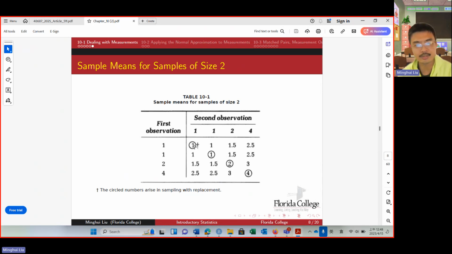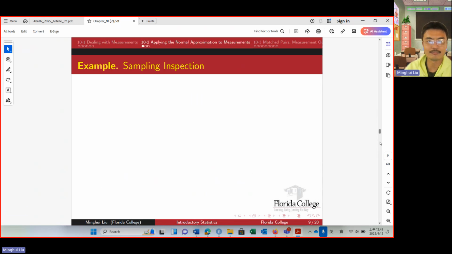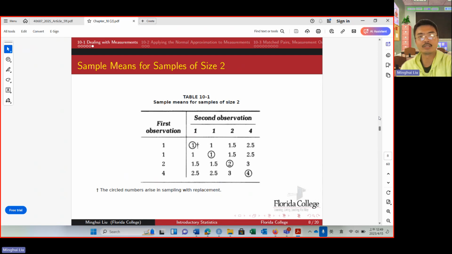So here, the circled elements happen because we're doing this with replacement. If you take the first one and put it back, it is possible that you can take the same element again. Now, if you add all these elements and then divide by 16, you will get the mean. And similarly, you can also do the variance.